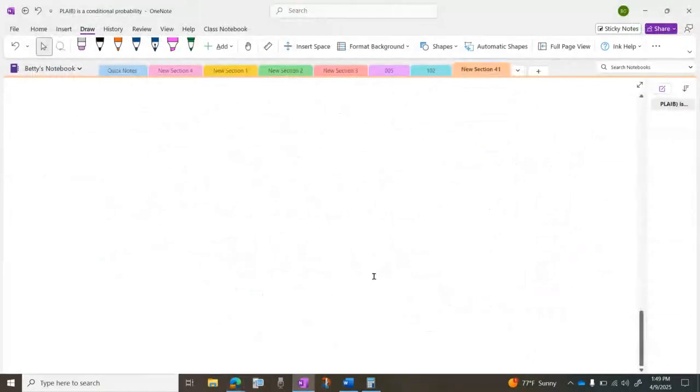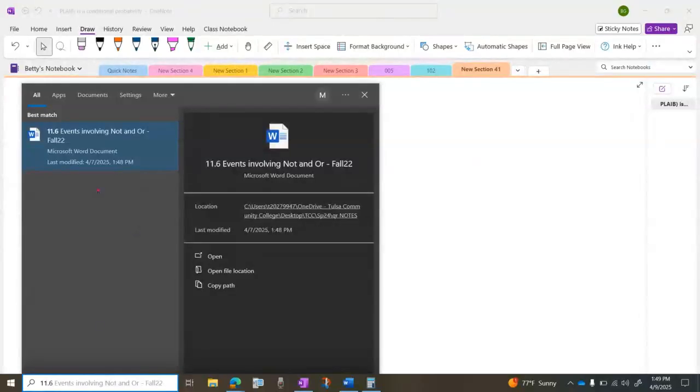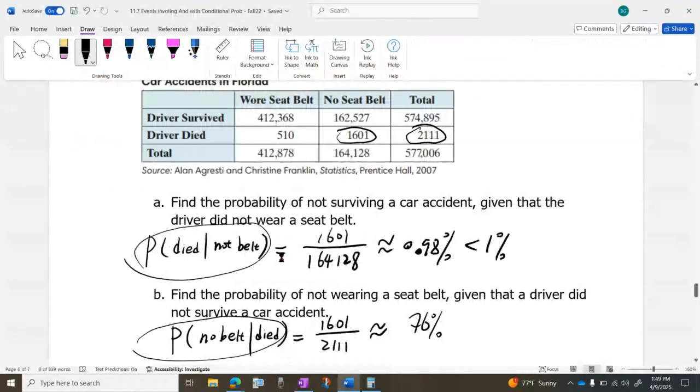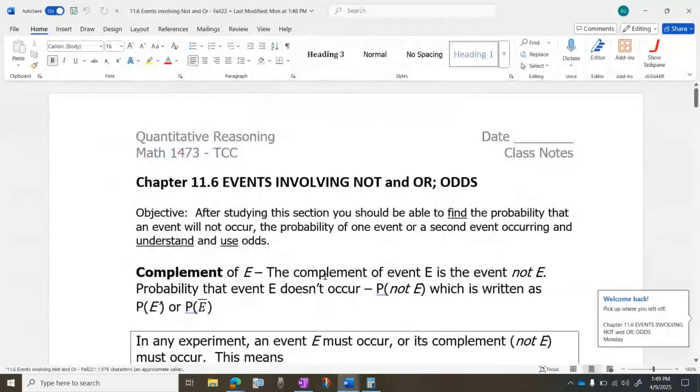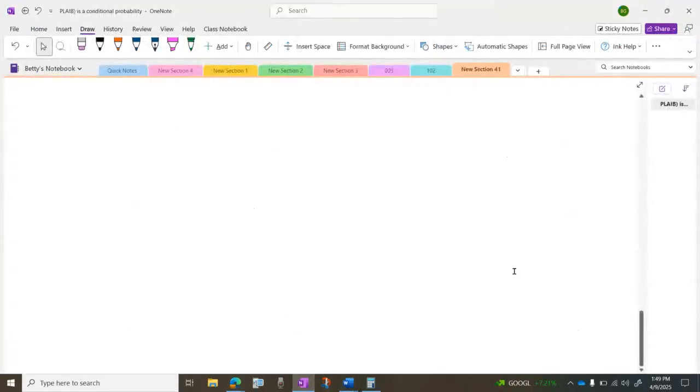And let me check. So I'm going to go back to 11.6 because we have a concept we did not cover last time. I like the order I'm doing now. I don't really like the order in the textbook. I like to teach the complement rule, then the addition rule, then the multiplication rule, and then do the odds. So we are going to talk about odds as the last part of 11.6 and 11.7. What is odds?